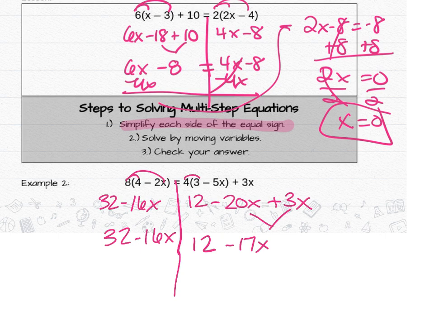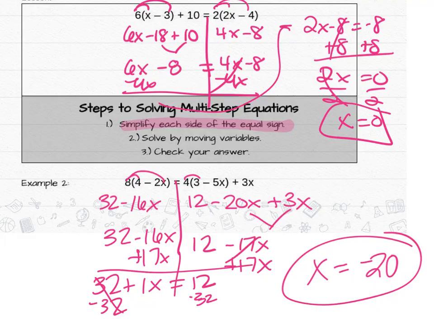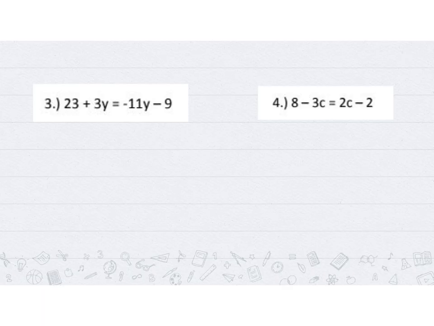What do I want to do? I'm going to add 17x, because that gives me 1x. 32 plus 1x is equal to 12. Subtract 32. And x, or 1x, is equal to negative 20. And that is it. Okay, so I'm going to skip this one and let's do this one.